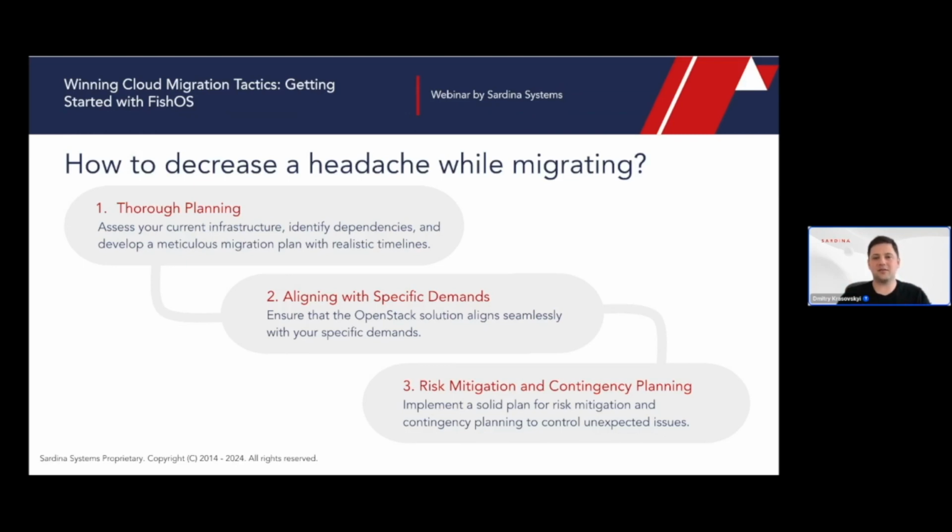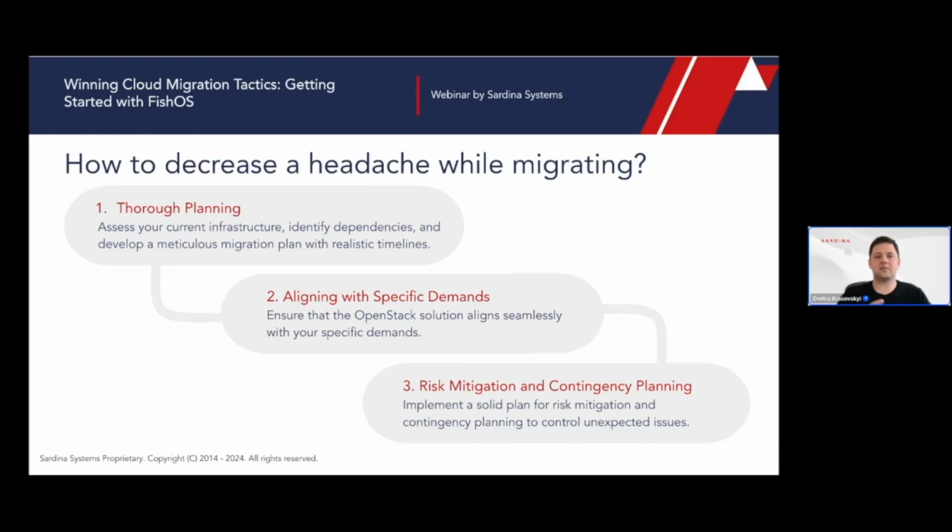Start by assessing your current infrastructure. Identify dependencies, potential bottlenecks, critical workloads. Then develop a detailed migration plan. It's a roadmap that outlines each phase and sets realistic timelines. Make sure that the OpenStack solution fully meets your requirements. It's like finding the perfect puzzle piece for your infrastructure.